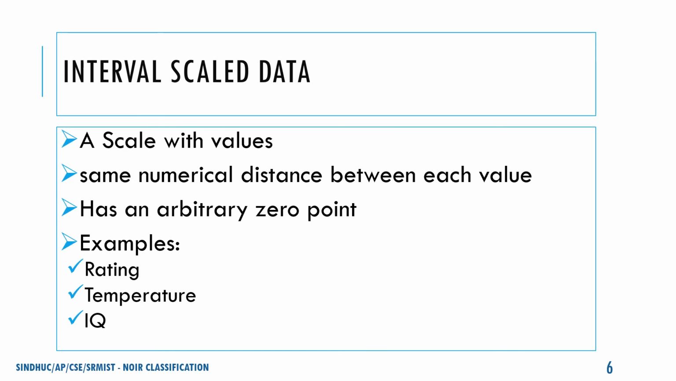The third is interval scale data. Interval scale data is something that can be measured with values. Here we have the same numerical distance between each and every value. You can take the example of temperature. We have 40 degrees centigrade, 39, 38. The numerical distance between each and every value is 1. Similarly, star rating, 1, 2, 3, 4, 5. Every rating has a distance of 1. You can also consider intelligence quotient. All these have an arbitrary 0 point, which means if I say 0 degrees, does it mean there is no temperature at all? We do have temperature. That is why we say it has an arbitrary 0 point.